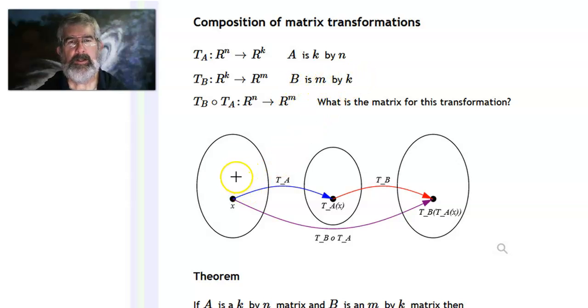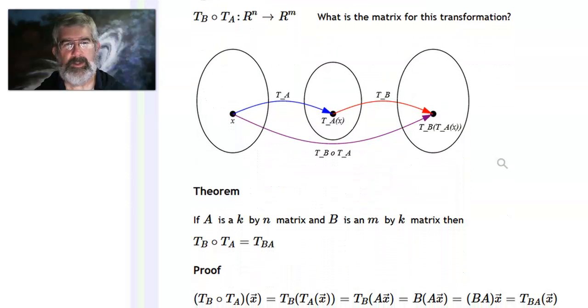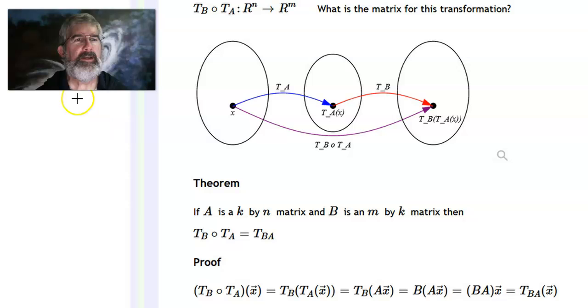So I'm starting here in Rn with some vector x. I apply the transformation TA to get to TA of x, and then I'm going to apply TB to get TB of TA of x. And I want to look at the direct route, without stopping in between. What's the matrix that I need to do the composition of those two? Well, it's not too hard to guess what this is going to be. It's going to be the product of the two matrices.